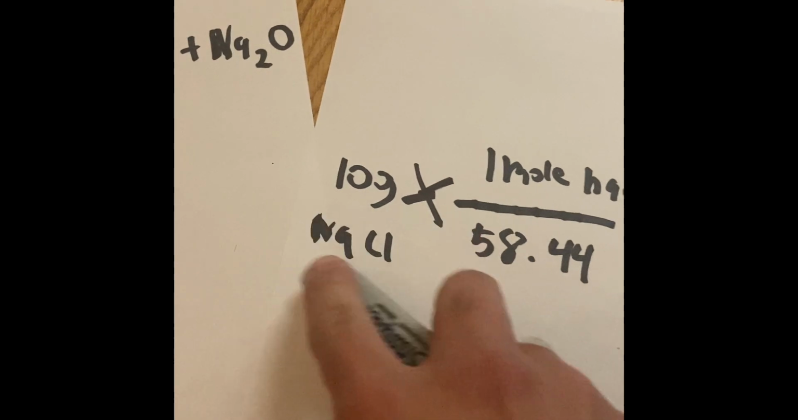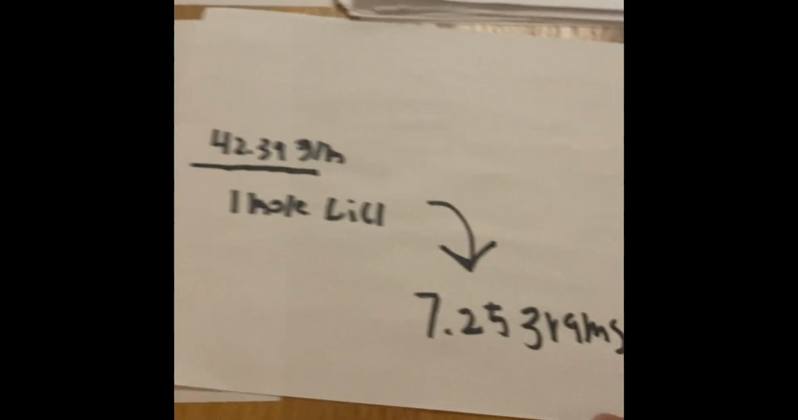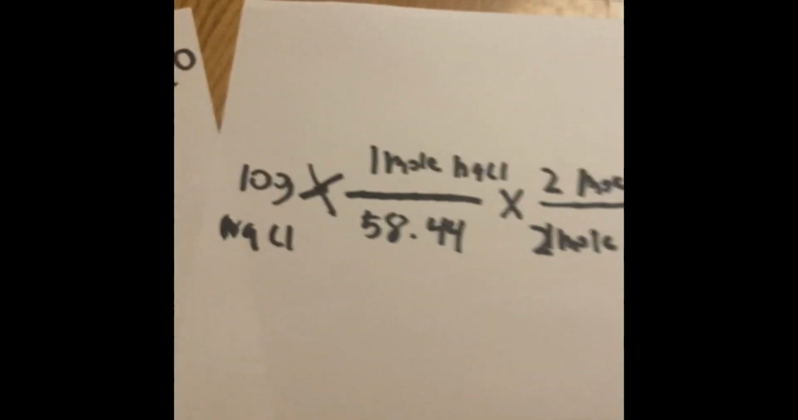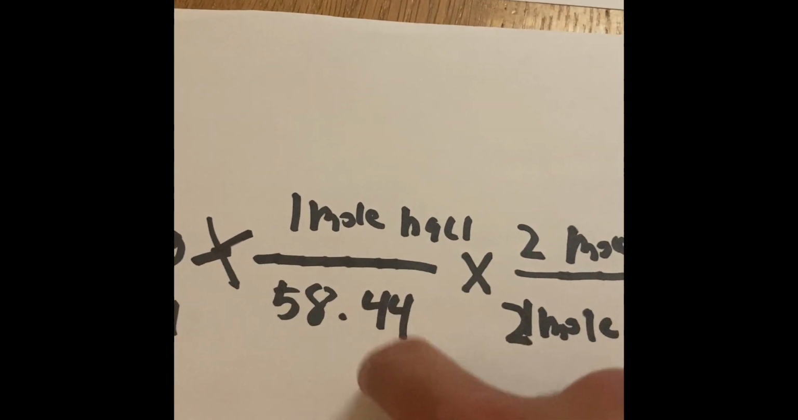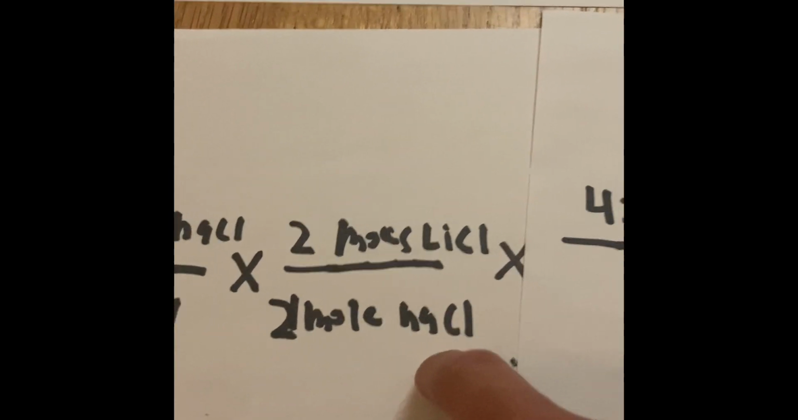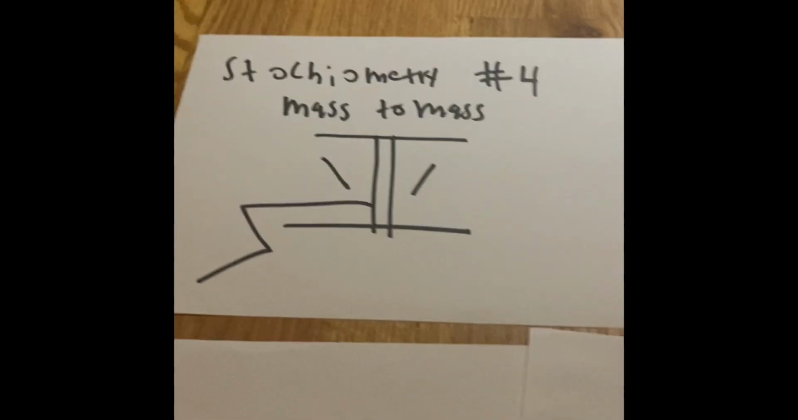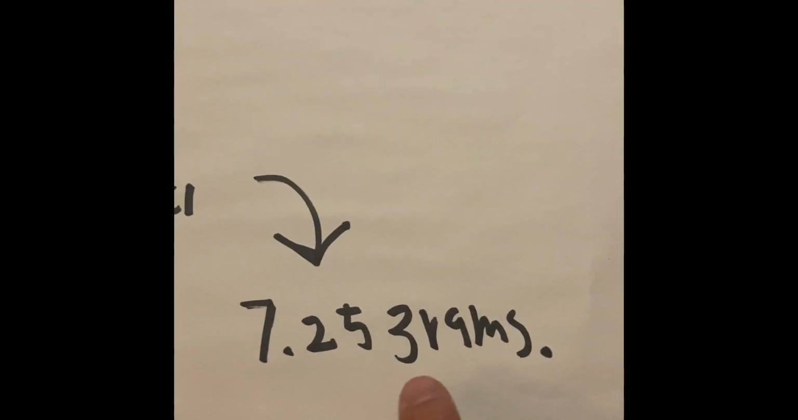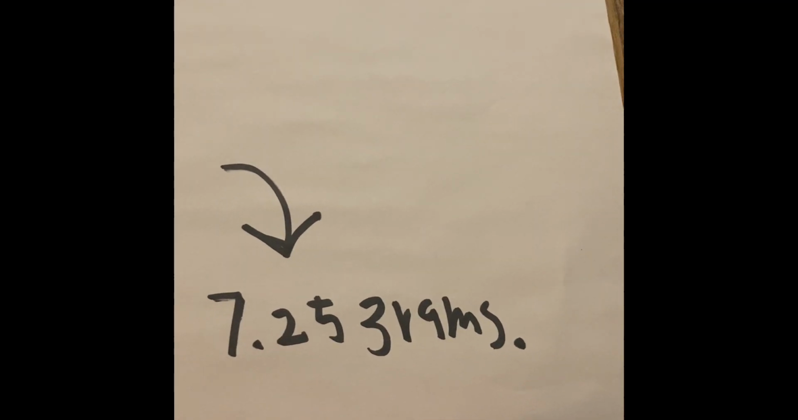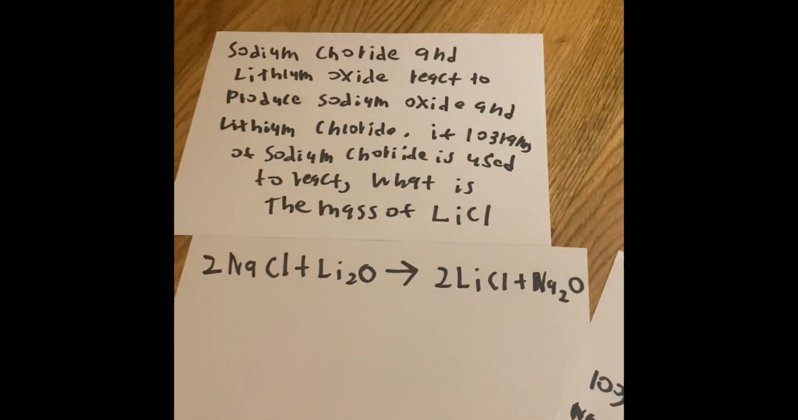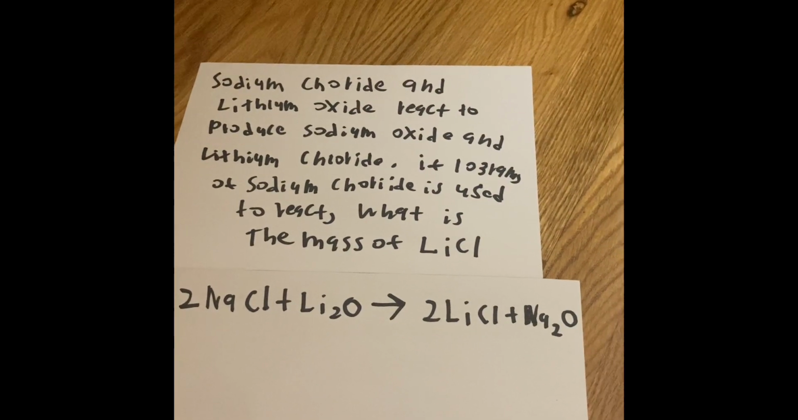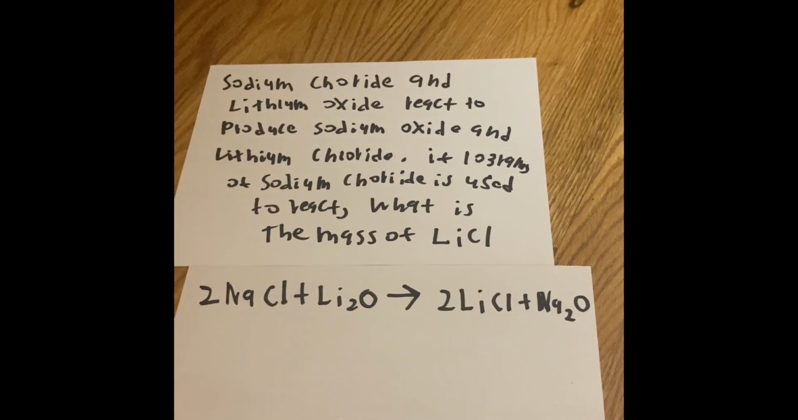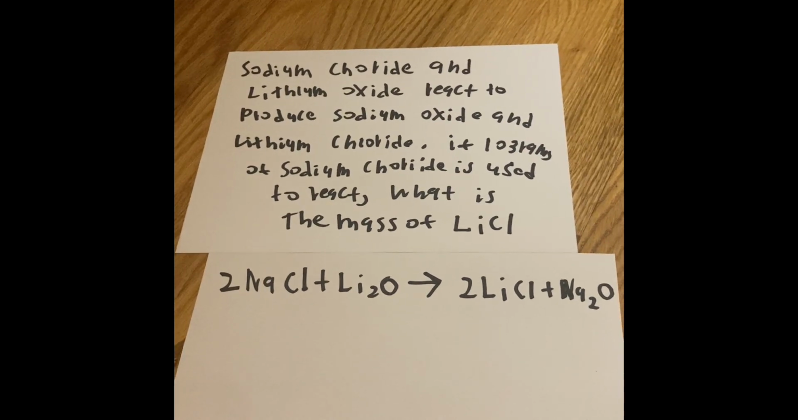So we went from the mass of NaCl to the mass we want by converting from grams to moles, then using the ratios, then doing another conversion to turn it back into mass, and we arrived at 7.25 grams. That would mean in order for this balanced equation to be true and for the reaction to proceed, lithium chloride would have to have a mass of 7.25 grams.